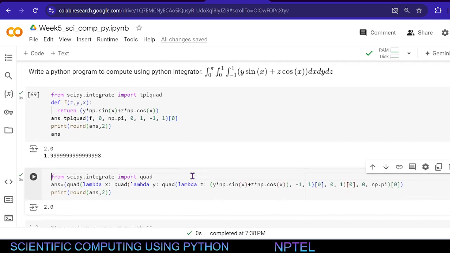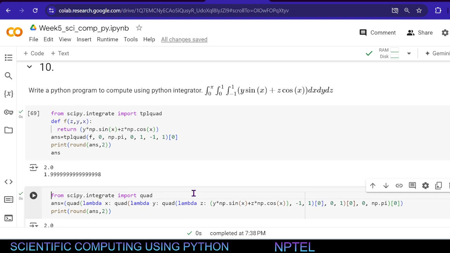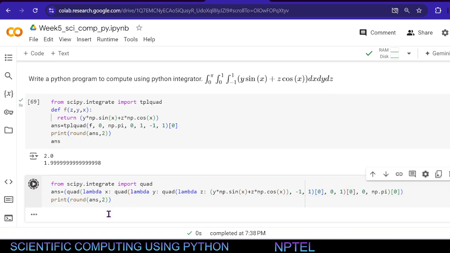Okay, and there is another way which I tried, which is doing it how we do it, right? First do it over z, so that is your quad of lambda z, which is a function of z, and x, y are just constant, right? And the limits could be a function of x and y, but in this case they are not. So -1 to 1. Okay, that gives the first inner integral, then do the y integral, then do the x integral. Okay, and every time you have to put 0 here because you just want the integral, right? Not the error. Okay, and if you run it, it also gives 2.